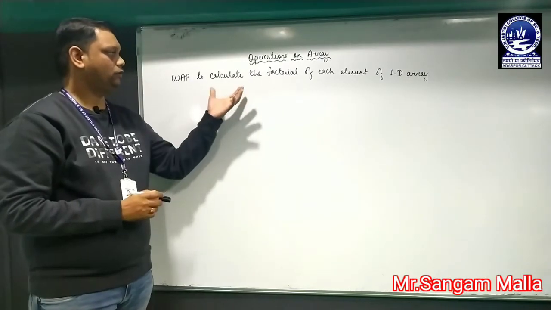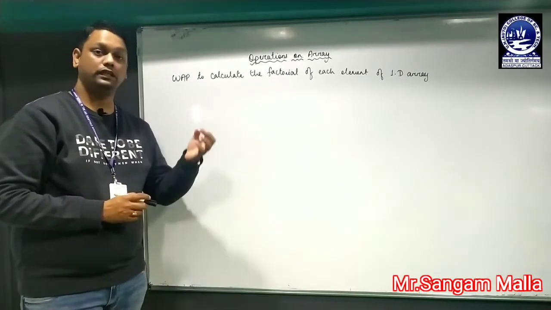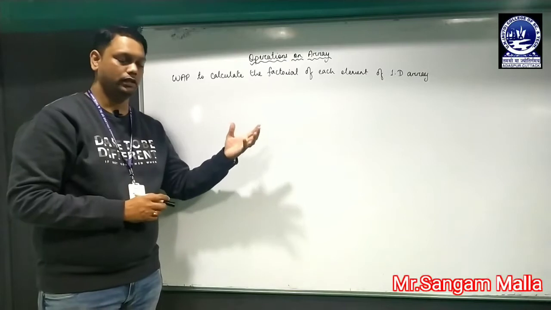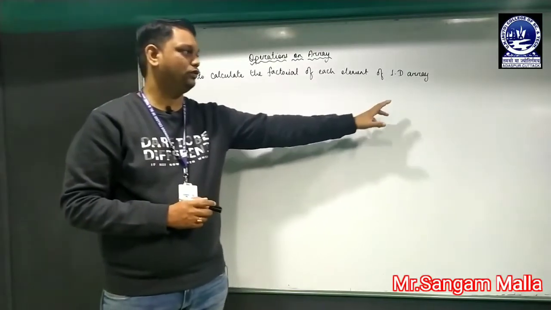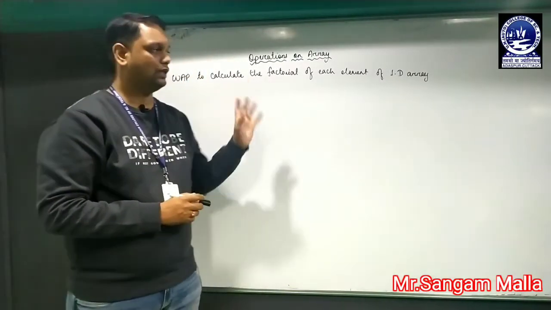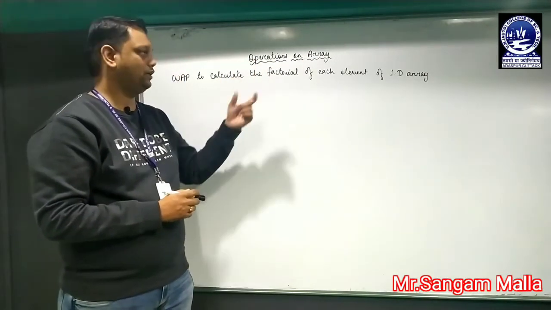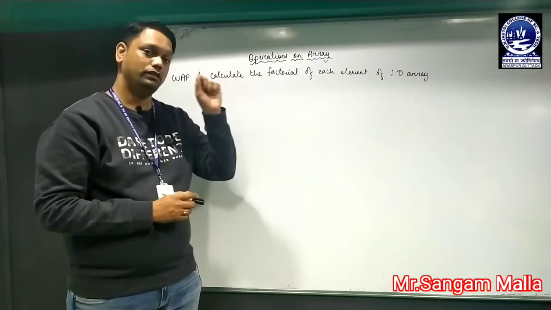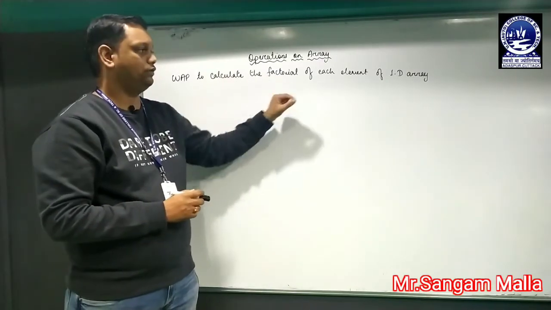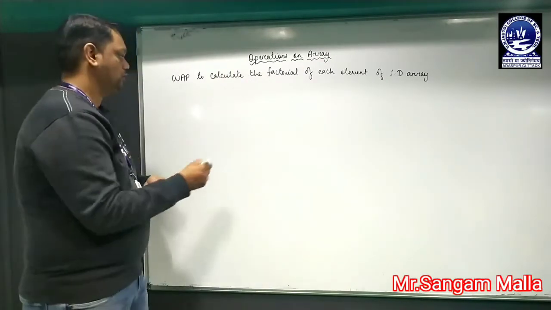Now we will find out how to calculate the factorial of each element of a 1D array. That means we have already known how to access the 1D array. So now we will be entering some elements into a 1D array and then we will calculate the factorial of each element of the 1D array. So let's start the program.